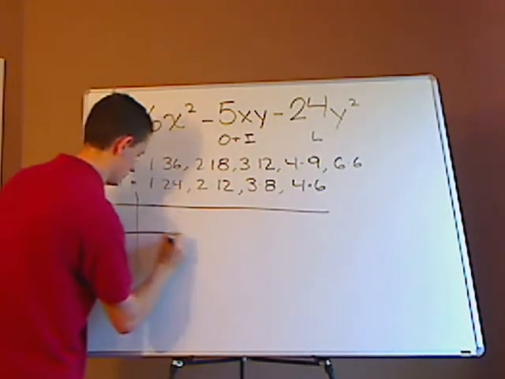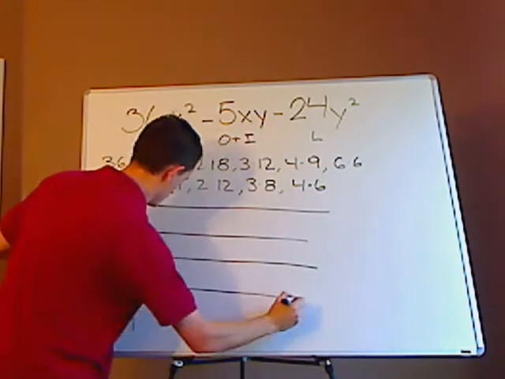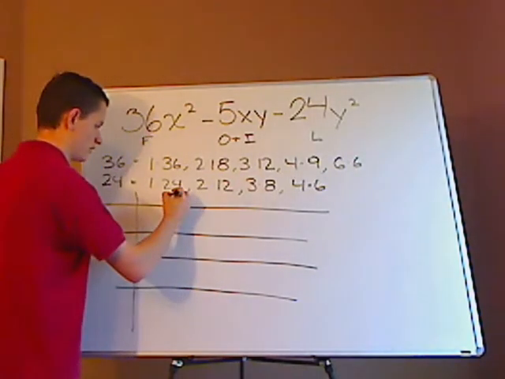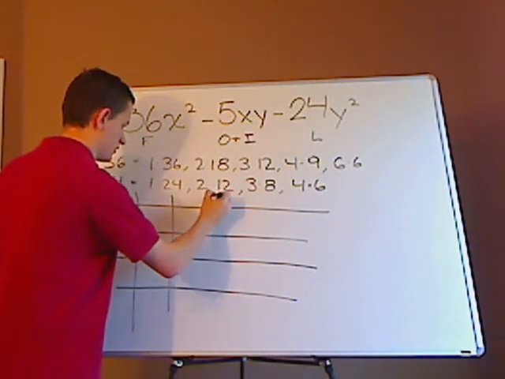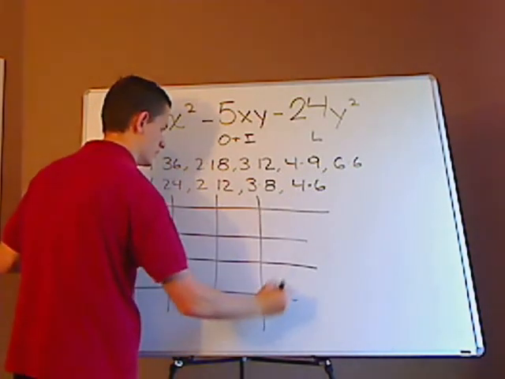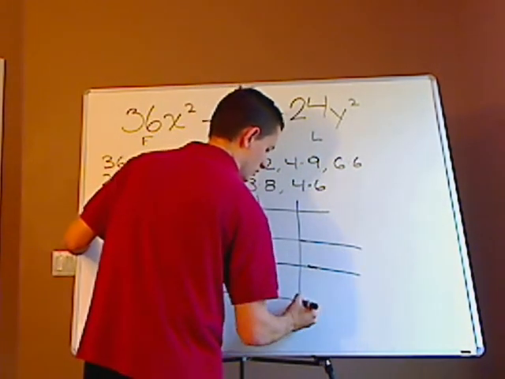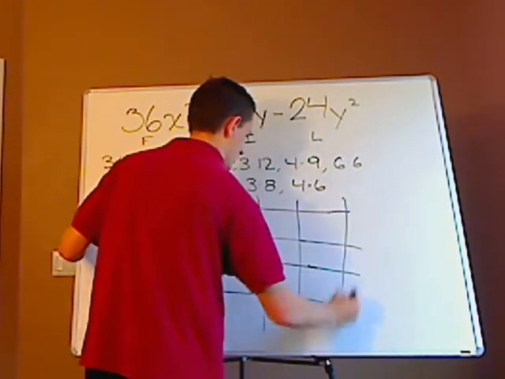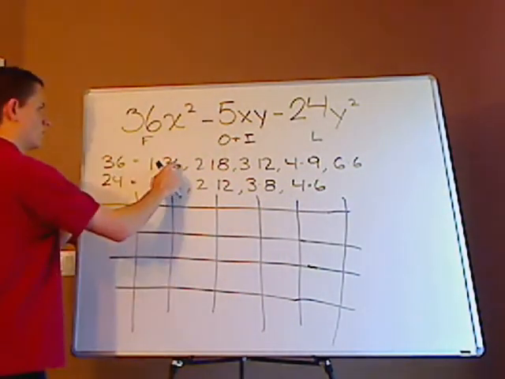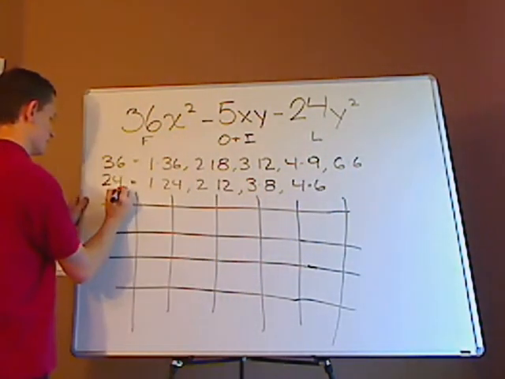I'm setting up the grid, counting 1, 2, 3, 4, 5 across the top and down the side. That's going to be my first.